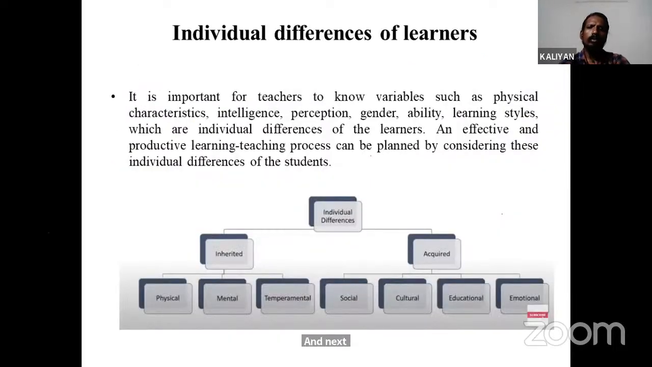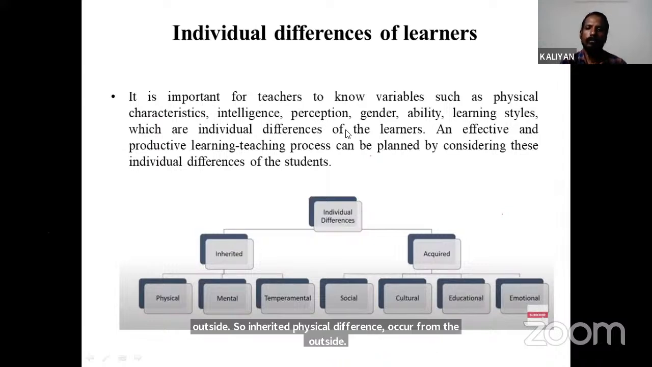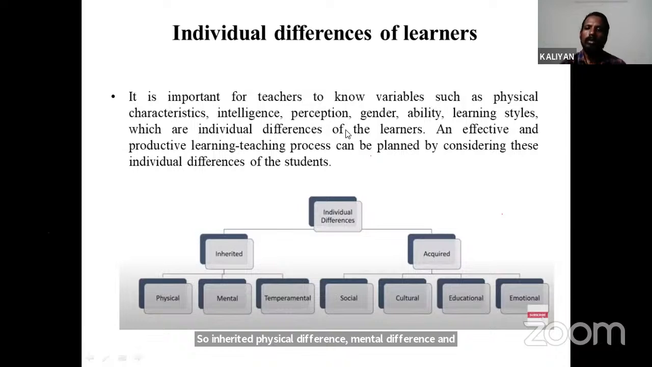And the next topic is individual difference of the learners. It is important for the teacher to know the variables such as physical characteristics, intelligence and perception, gender, ability, and learning style, which are the individual differences of the learners. Based on individual difference, there are two types: inherited and acquired. Inherited is from inside, acquired is from outside. Inherited differences are physical, mental, and temperamental. Acquired differences are social, cultural, and educational. So these are the individual differences of the learners.